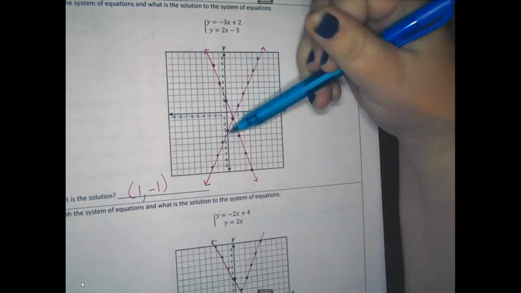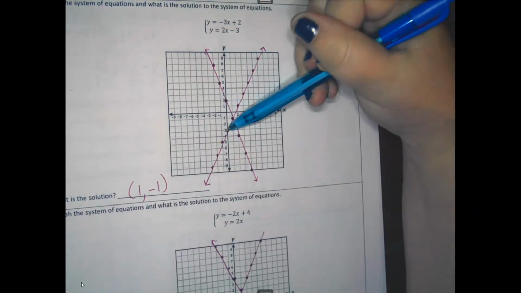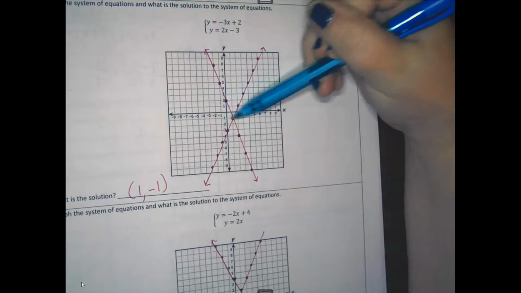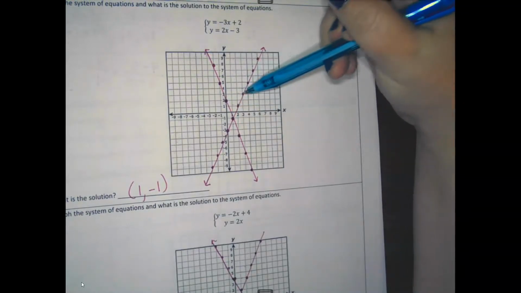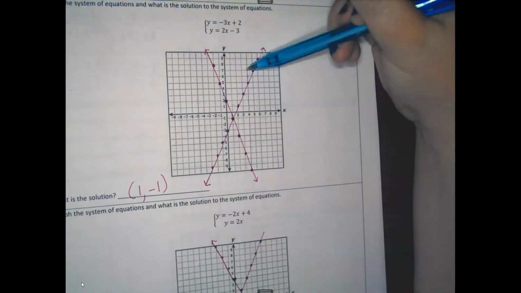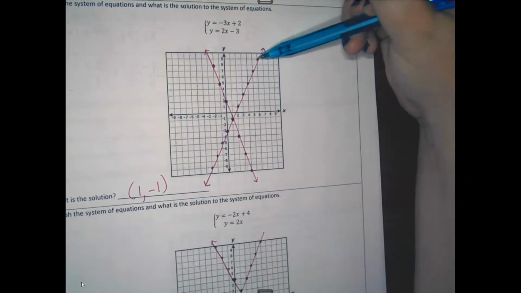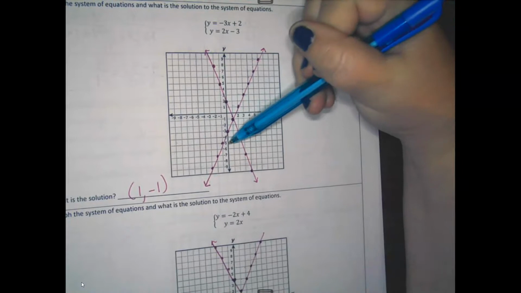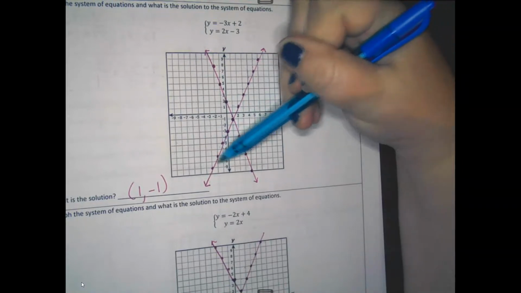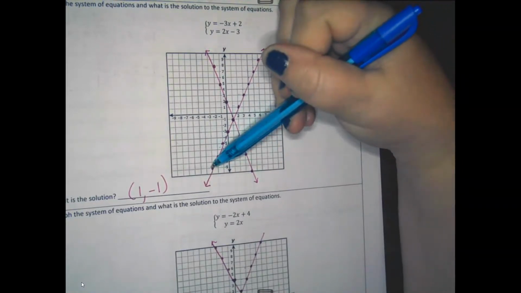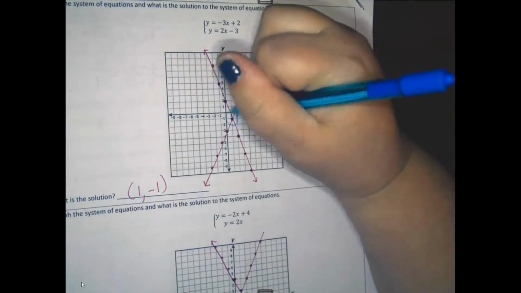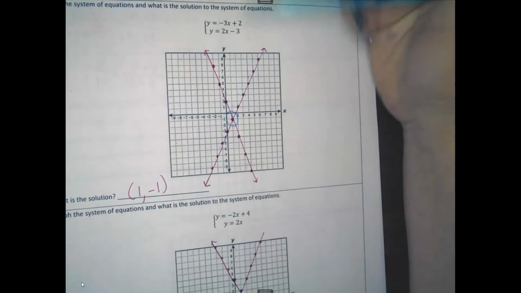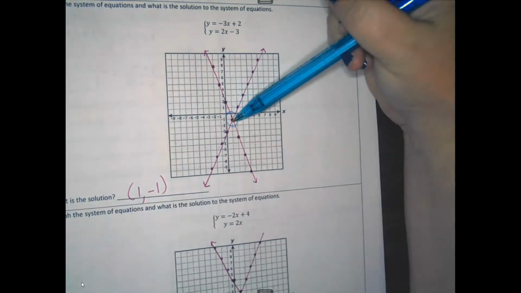Then I graphed my second one. I started at a -3 and a slope of 2. So I went up 2 to the right 1, up 2 to the right 1, and continued that way. And then I did the reverse. Down 2 to the left 1, down 2 to the left, down 2 to the left. My intersection is my solution, which is 1, -1.